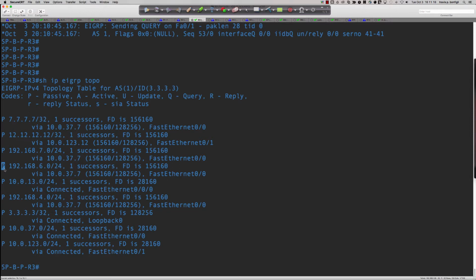Because passive, remember, P is good. Passive is good. We want the successor routes to be in the passive state because that means that they're converged. When there's an A here, it means that they're active. They're not converged, right? And so that's a bad thing.